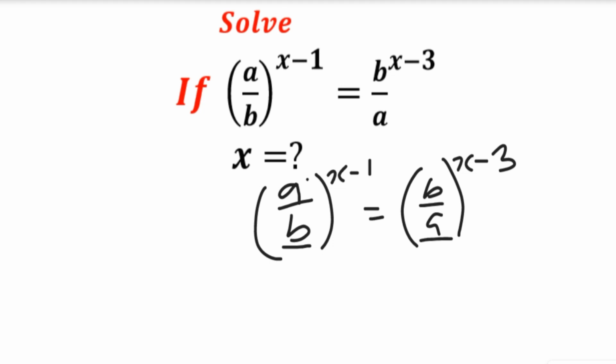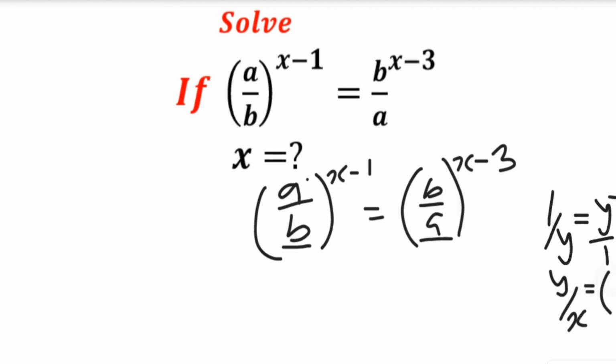And to make them the same base, all we need to do is remember that 1 over y can simply be written as y raised to the power minus 1. Or simply put, if I have y over x and I want to make it a reciprocal, this can be equal to (x over y) all raised to the power minus 1.